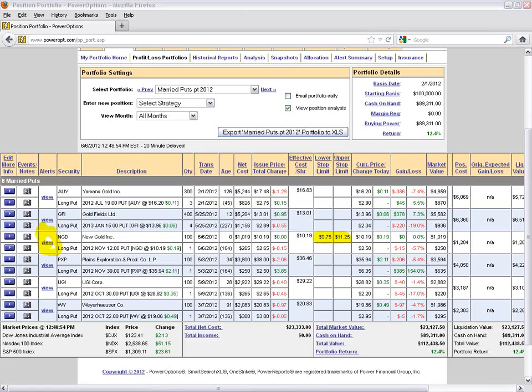Now, one of the other parts, we've got a few minutes left. I apologize I went a little bit over. But one of the most important things about the portfolio tool, as you're tracking these positions, is that we also want to talk a little bit about the management, of course, and evaluating the management techniques or adjustments. So here's a position.